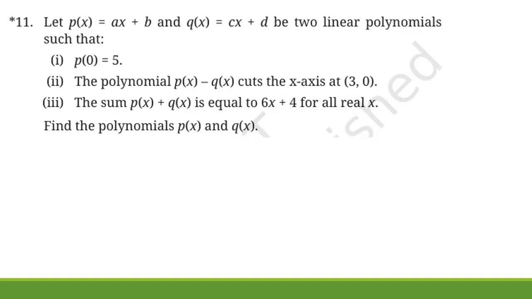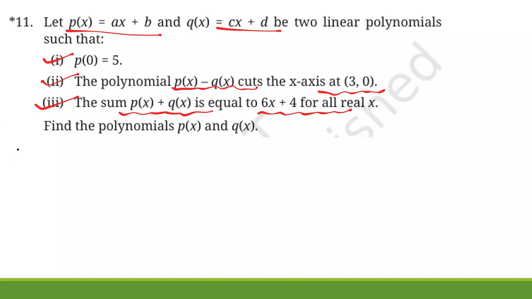So it's given that we have two polynomials, p of x and q of x, where p of 0 equals 5. The polynomial p of x minus q of x cuts the x-axis at (3, 0). Third, the sum p of x plus q of x is equal to 6x plus 4 for all real x. Now we have to find the polynomials that satisfy all three conditions. That is the question. So in order to find this, we have to use all the conditions given in the three sub questions.